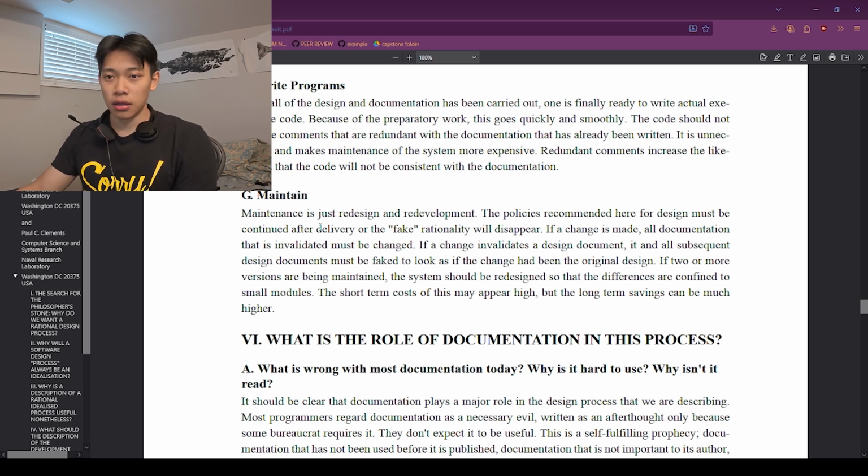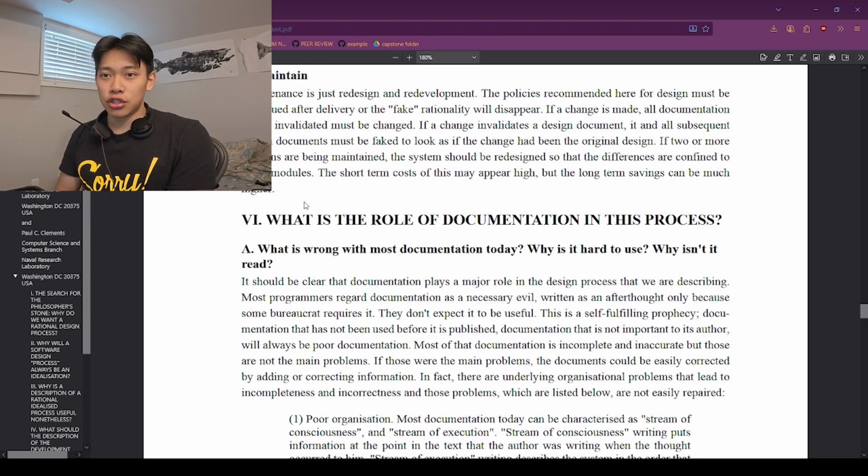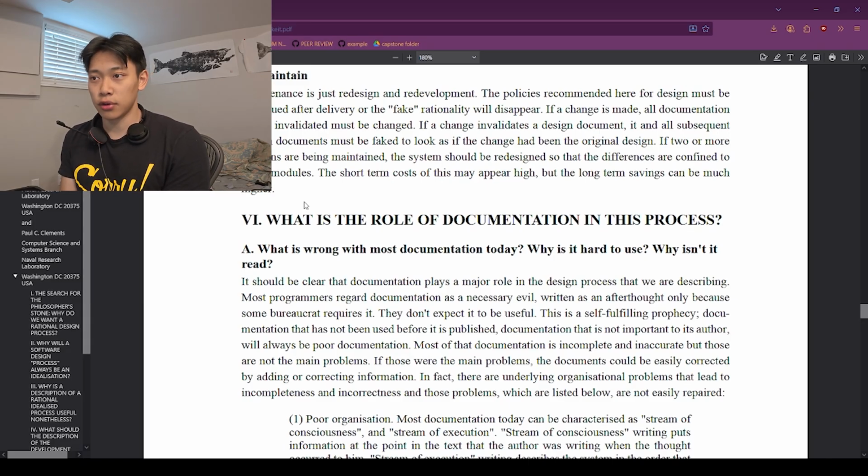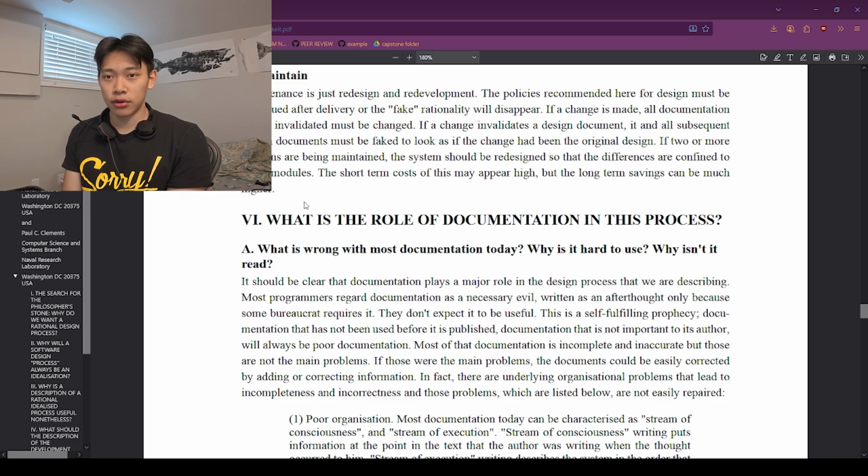G. Maintain. Maintenance is just the redesign and redevelopment. The policies recommended here for design must be continued after delivery, or the fake rationality will disappear. If a change is made, all the documentation that is invalidated must be changed. If a change invalidates a design document, it and all subsequent design documents must be faked to look as if the change had been the original design.